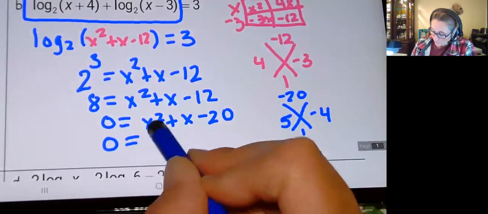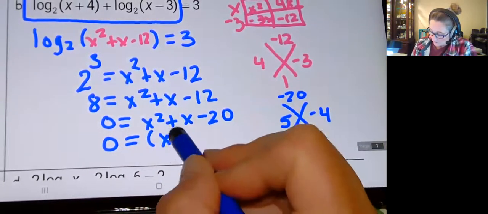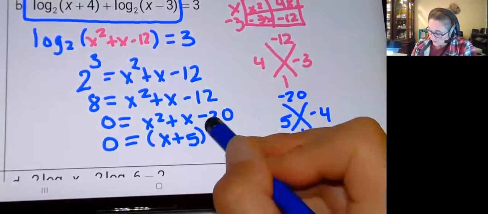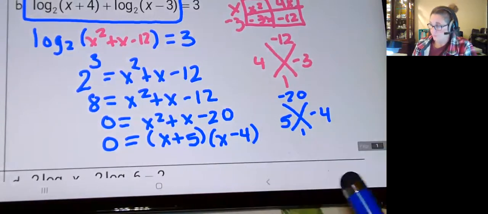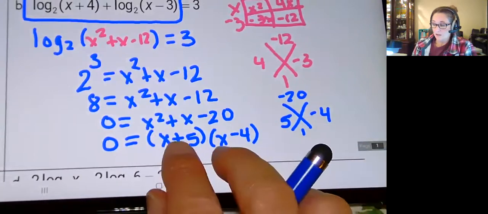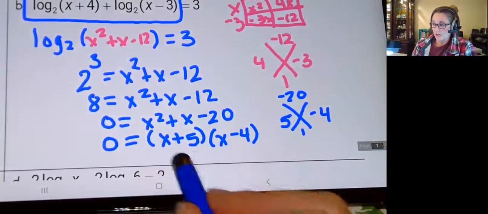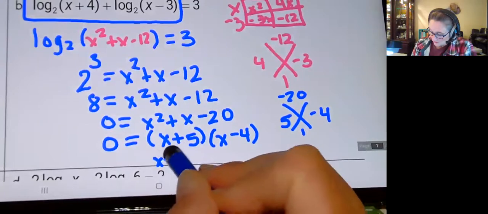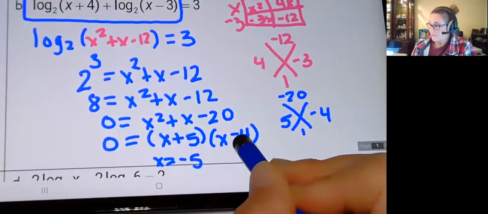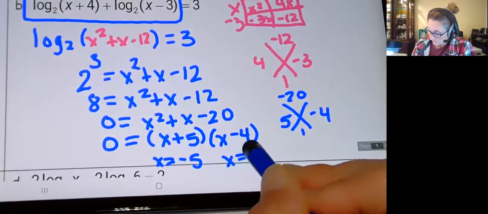Okay, again, this is review from Integrated 2. Our main focus in Integrated 2 was quadratics. So now I'm going to solve this quadratic. What makes this 0? Negative 5. What makes this 0? A 4.